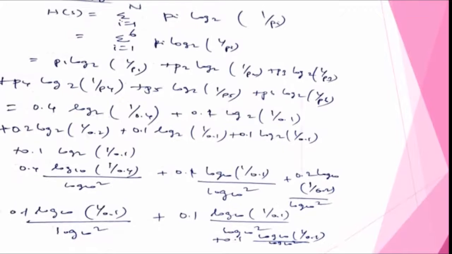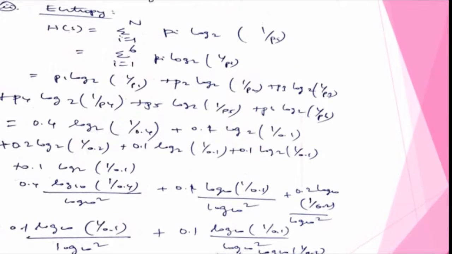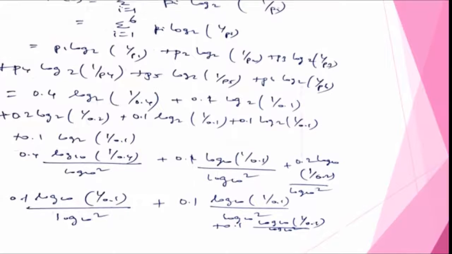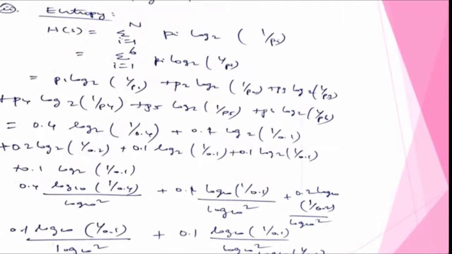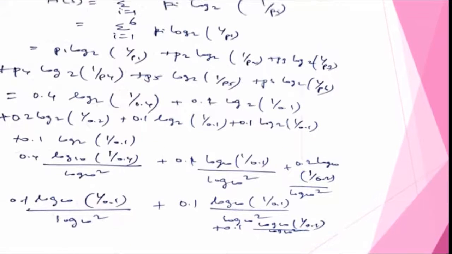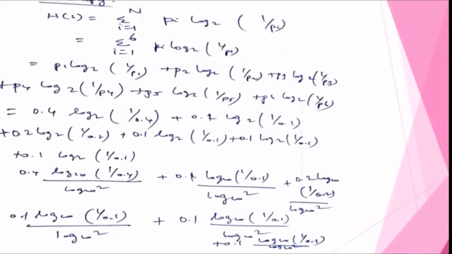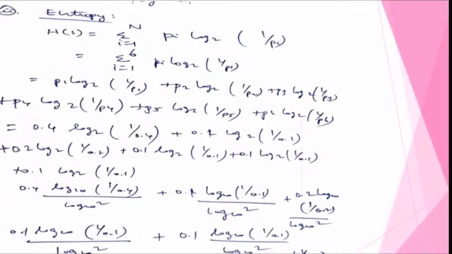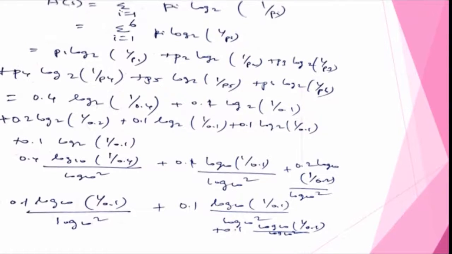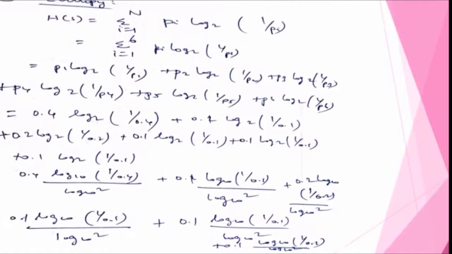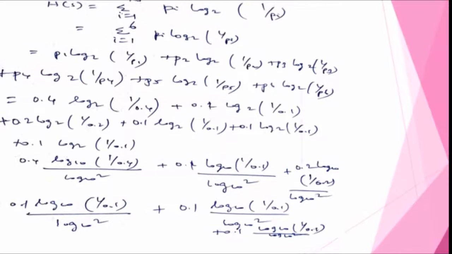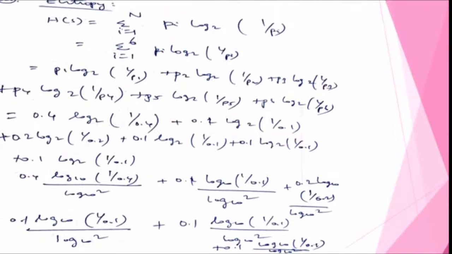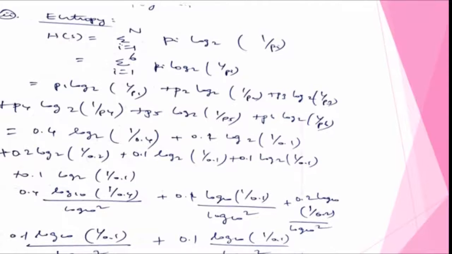Next we have to find the entropy, H of S. We substitute p1 log base 2 of 1 divided by p1, up to p6. Substituting the probability value 0.4, that is log of 1 divided by 0.4 divided by log of 2. We simplify log of 1 divided by 0.4, using log 2 in the division, and then multiply with 0.4. Similarly you have to do this for the remaining expressions, multiply and then add. At last you get the entropy as 2.322 bits per symbol.